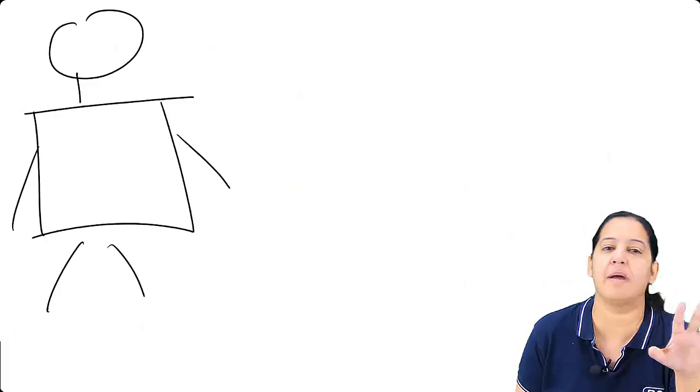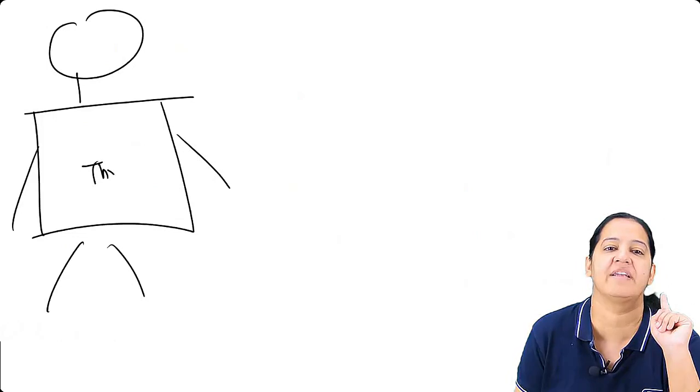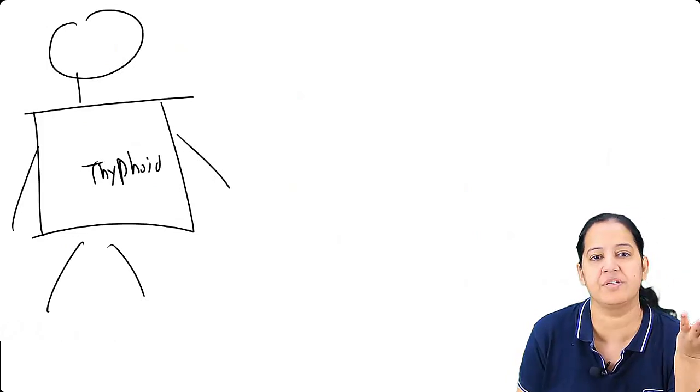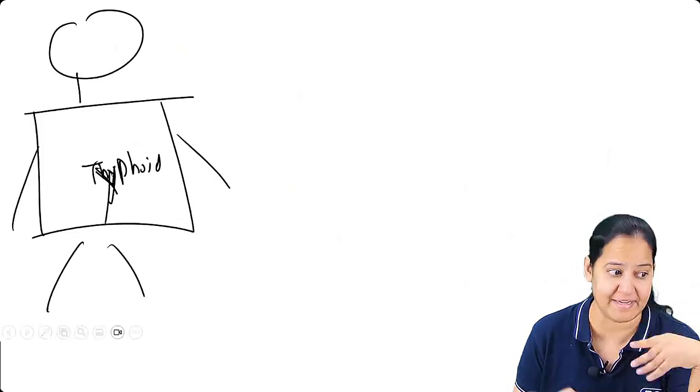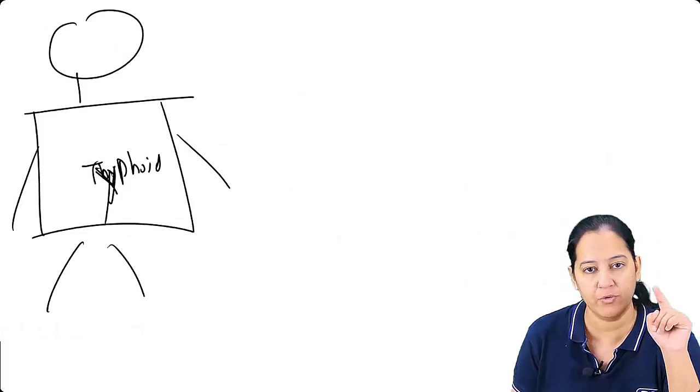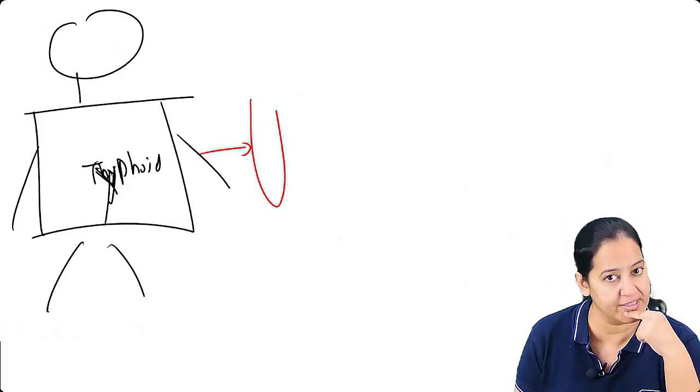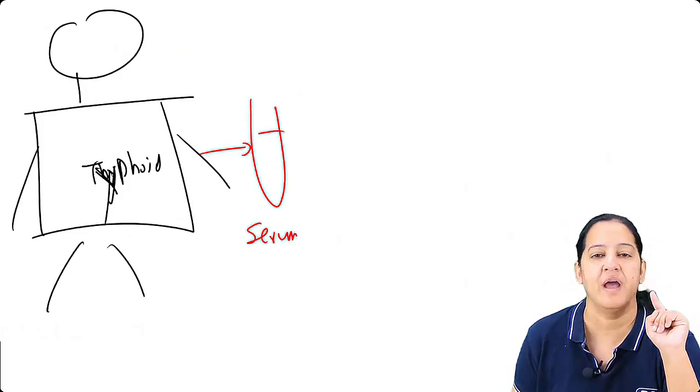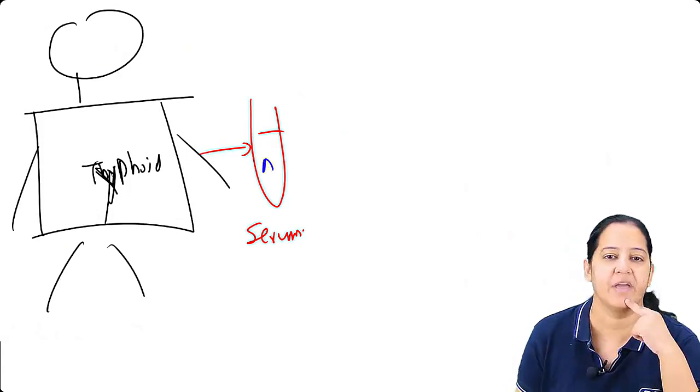This is my patient. I am suspecting that the patient is having typhoid, based on the symptoms. What do I do? I want to take the blood sample, not blood, I want to take the serum of the patient, and I want to test the antibodies in the serum.